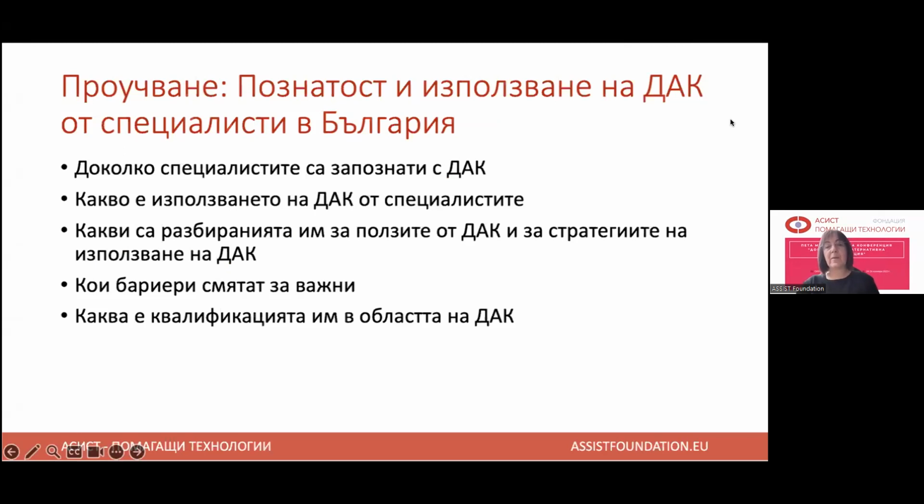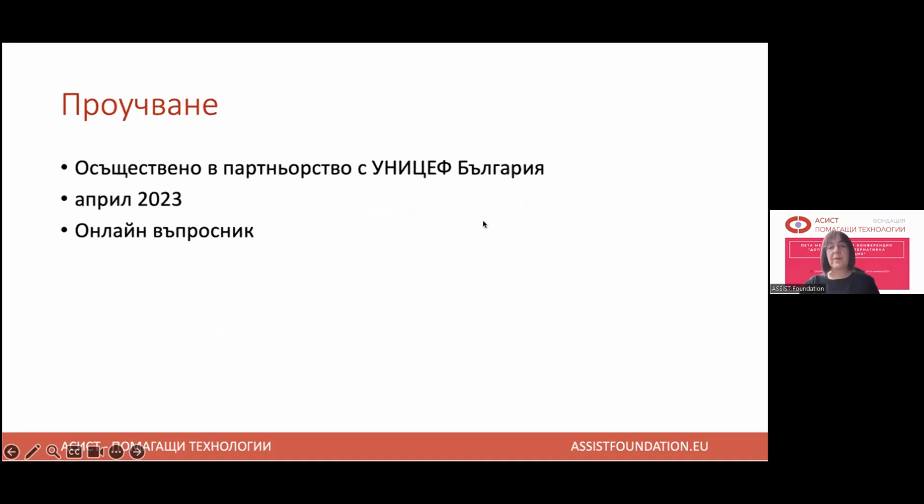Many institutions and organizations are making a lot of effort, but there are questions whether specialists are familiarized with AAC, whether they use such devices, what is the understanding of specialists, what they think are important barriers, and what is the qualification of specialists in the sphere of AAC, because the provision of means for AAC or inclusion of such an assessment in the map of assessment of functional capacities requires specialists to be very well aware of the AAC means.